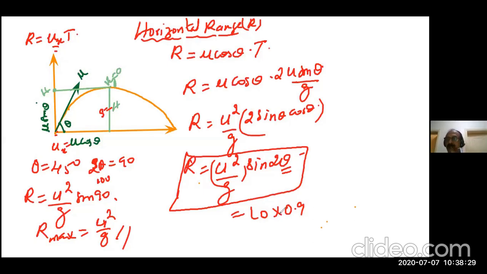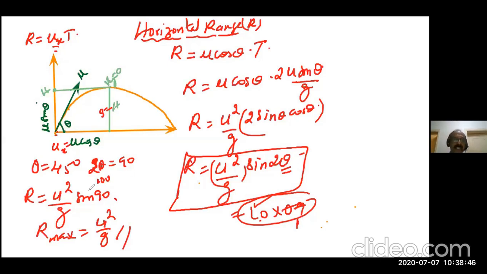Isn't it? More than 90 or less than 90, the value will come less than 1. So the product will go less than 10, for example. So the maximum value it can have is 10. That means when this component becomes 1. You understood that maths part of it?